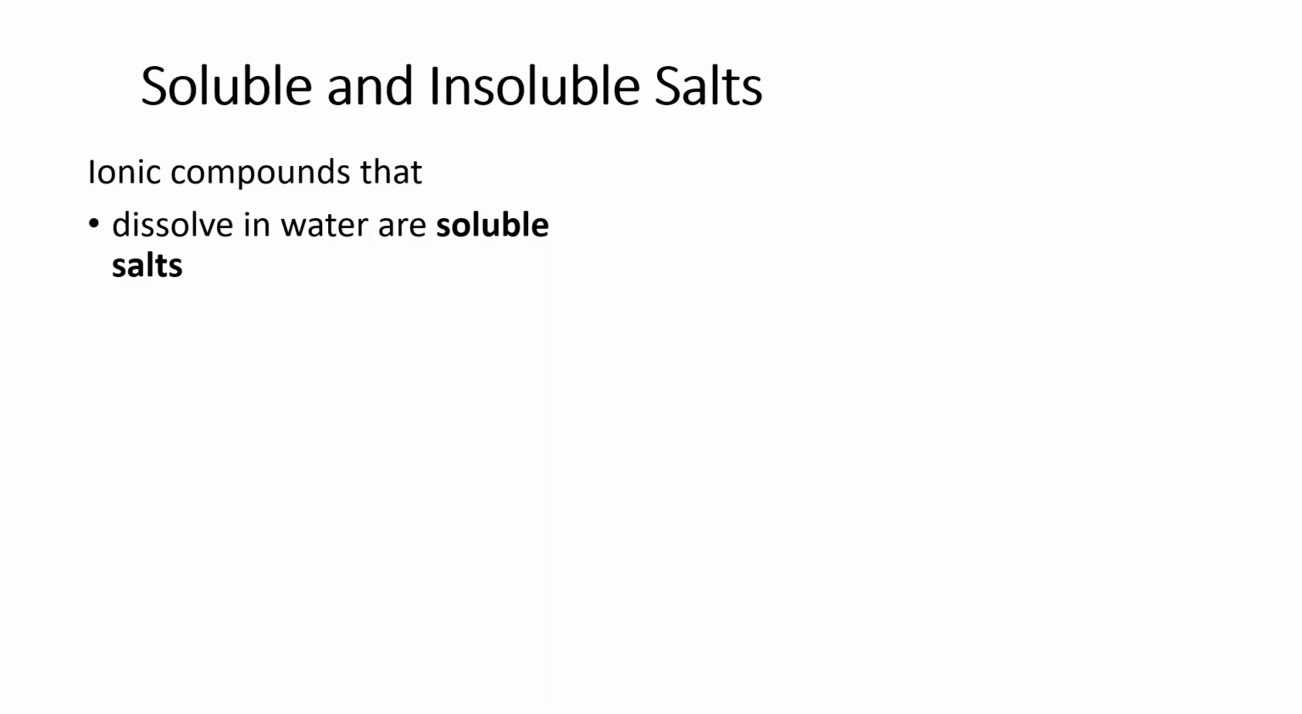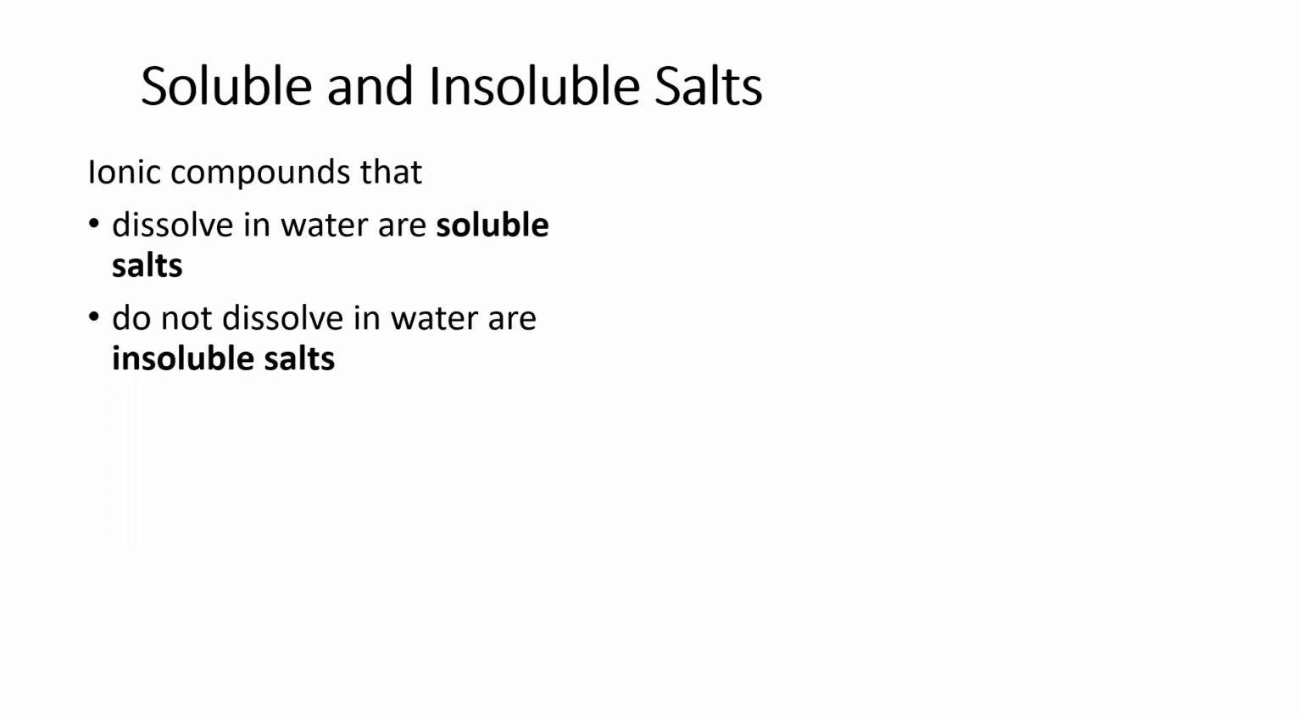Hey everybody, in this video we're going to talk about what it means to be insoluble and soluble. So, ionic compounds that dissolve in water are considered soluble. So, if you have something that can dissociate and separate into its ions, that means it dissolves and it's soluble. When ionic compounds precipitate out of solution, like in the case of double displacement reactions, those are considered insoluble salts.